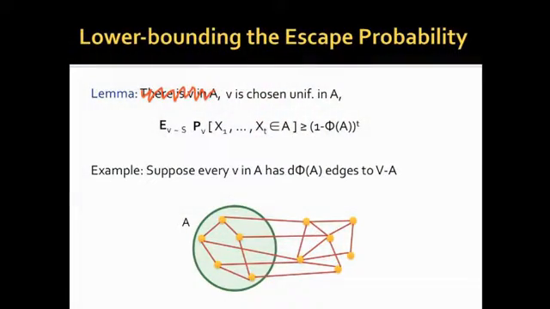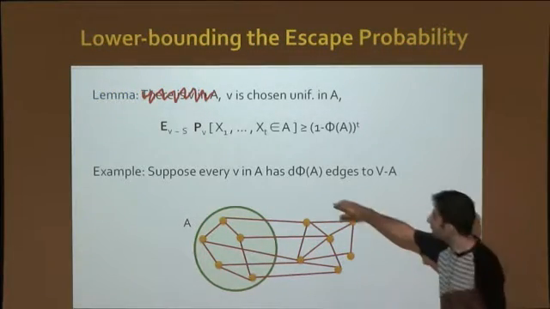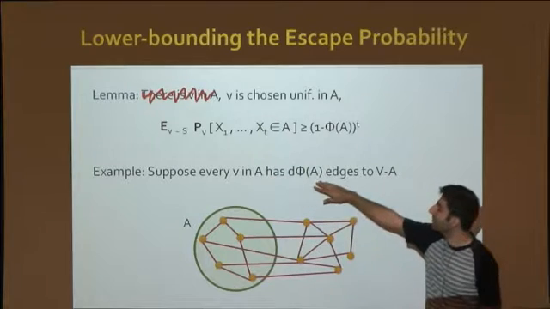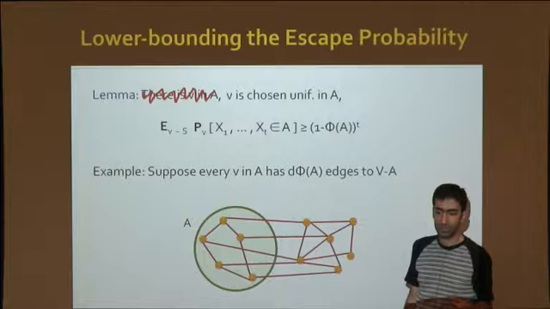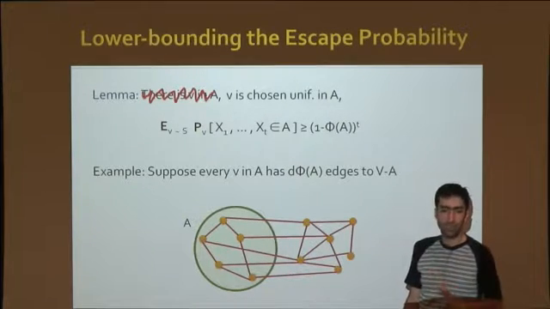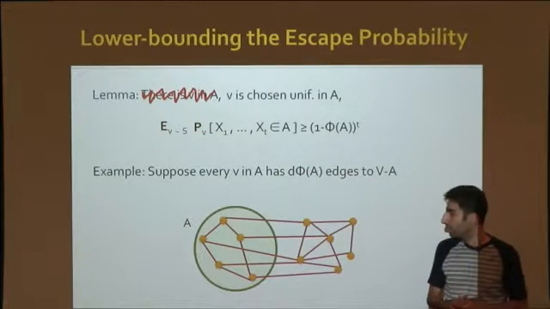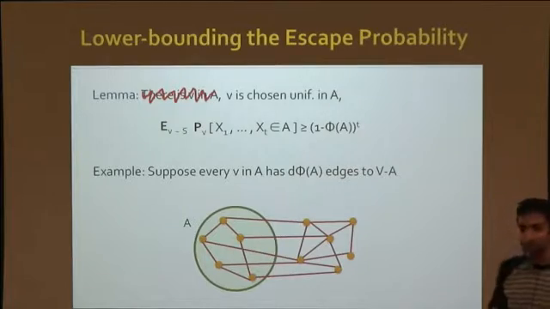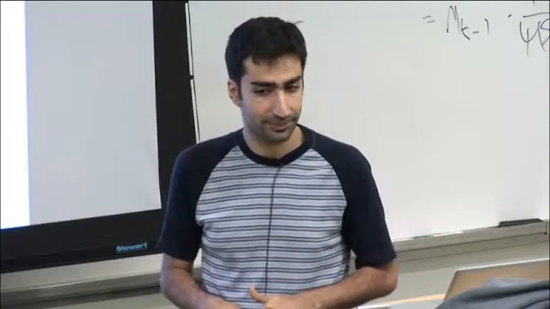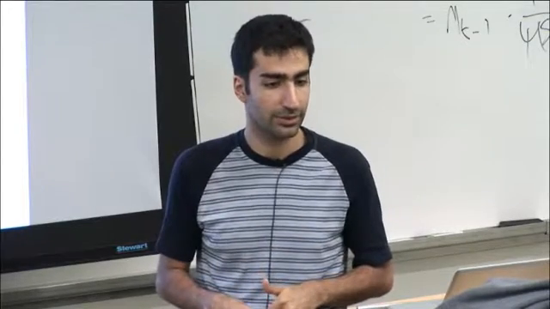So here is some extreme example where you get equality in the above. Remember that each vertex in A has, on average, d times phi of A edges going outside. Now let's say that's the case for all vertices, so all vertices have exactly this many edges going outside. Then, if you do one step of the random walk, the distribution remains uniform inside A, because everybody has the same number of edges going outside.